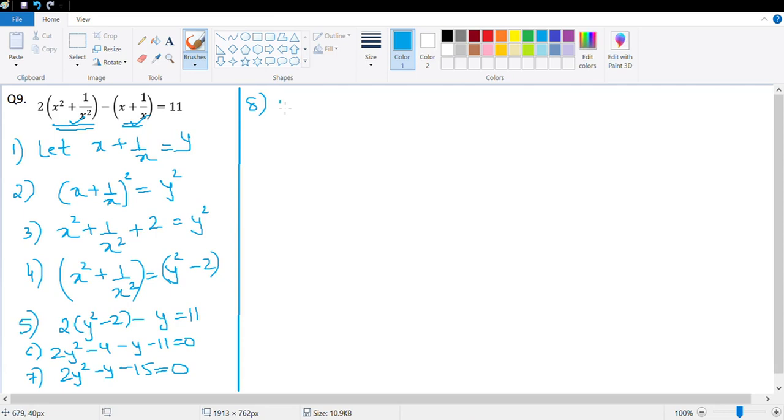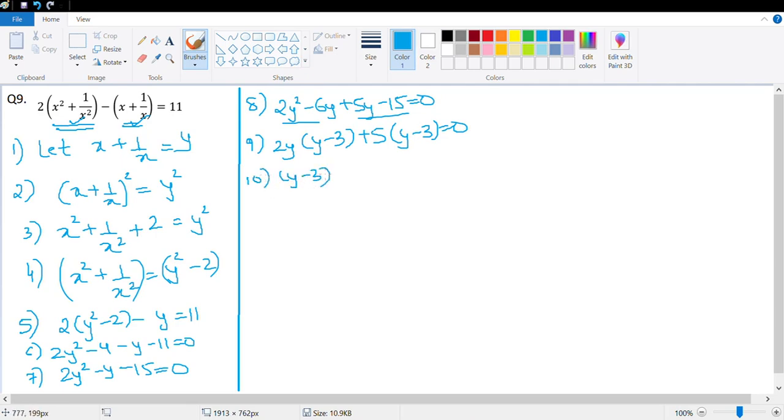Yes, that's correct. So 2y² − 6y + 5y − 15 = 0. Grouping it the way I have underlined, 2y(y − 3) + 5(y − 3) = 0. That gives us (y − 3)(2y + 5) = 0, which means y = 3 or y = −5/2. So we've got two values of y.